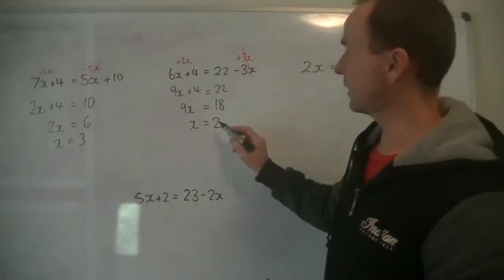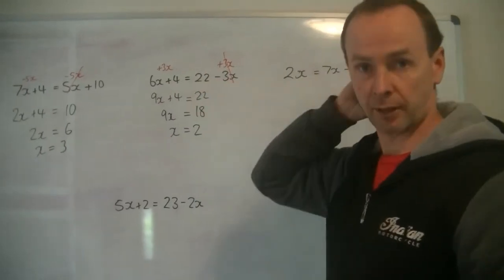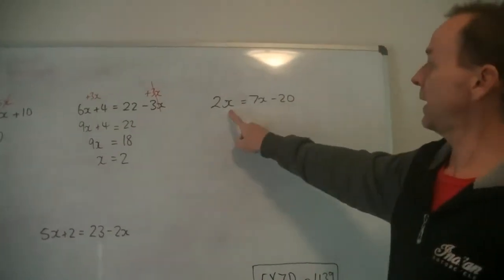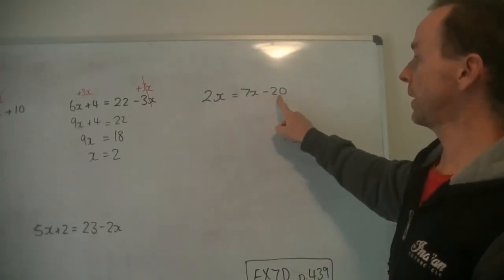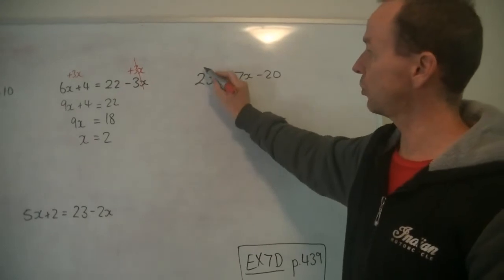Remember, how do you check your answer? You can substitute it in, and make sure both sides of the equation are equal to each other. Alright, let's do another one. 2x is equal to 7x minus 20. Okay, so let's get rid of the lowest value, which is 2x.